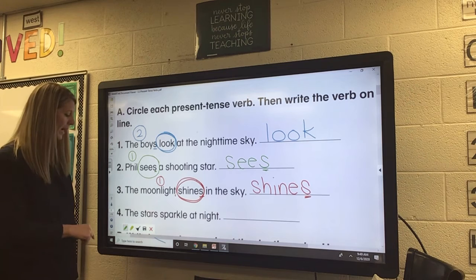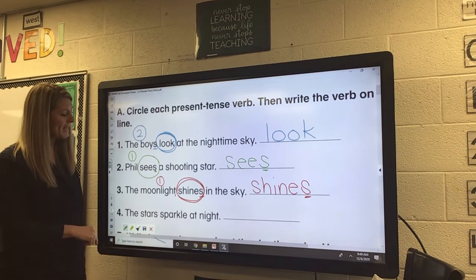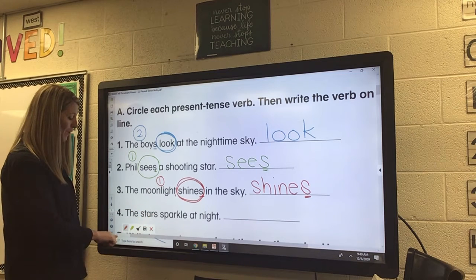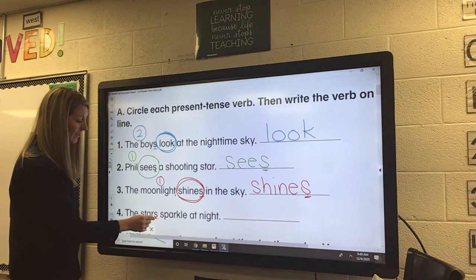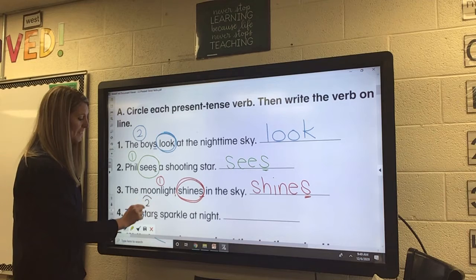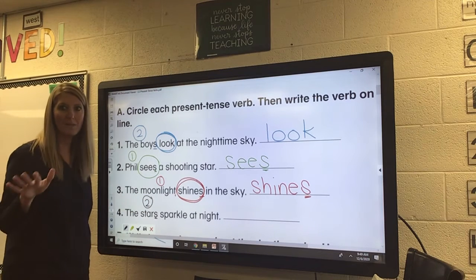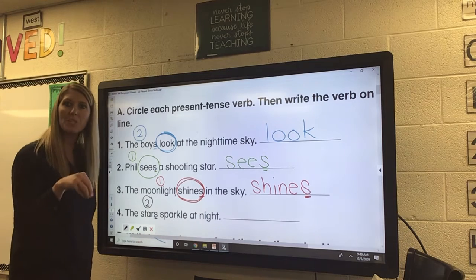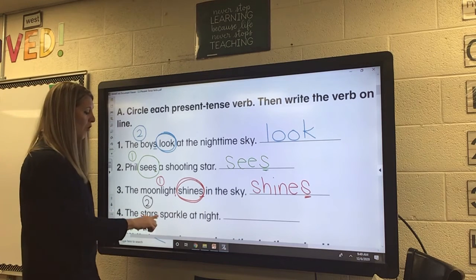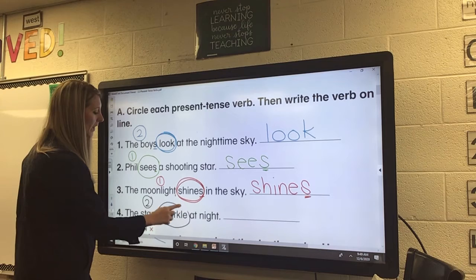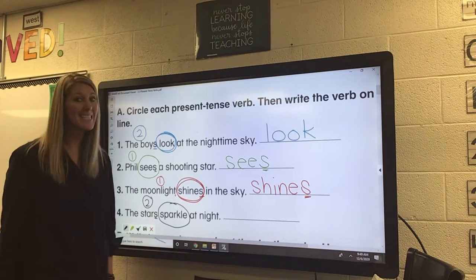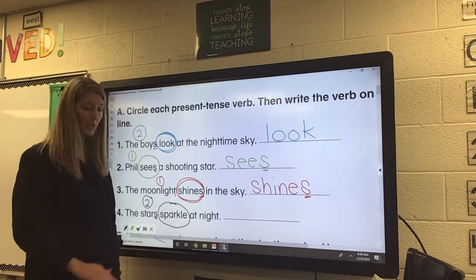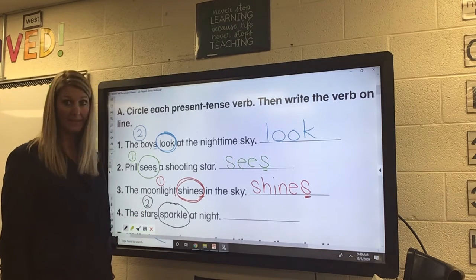Okay, number 4. The stars sparkle at night. Now, my noun is the stars. If you notice, stars is plural. So I'm going to put a 2, which means that there's definitely more than one star in the sky. What are they doing? What is my verb? What are they doing right now? Oh, they sparkle. So sparkle does not need an S because it wouldn't make sense to say the stars sparkles at night.